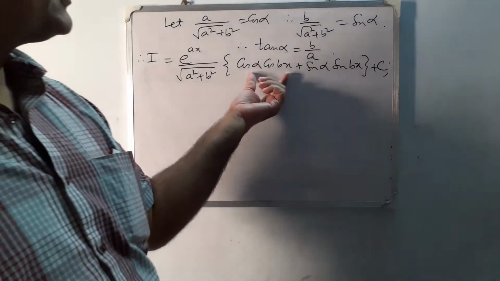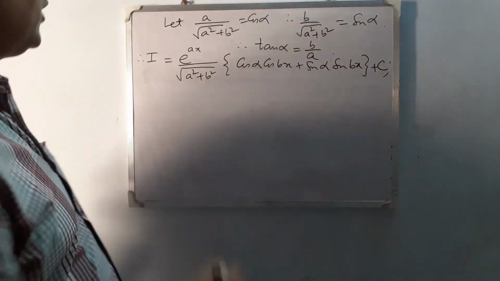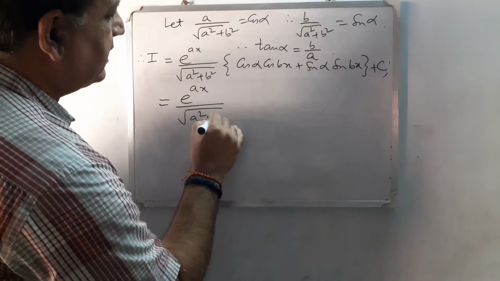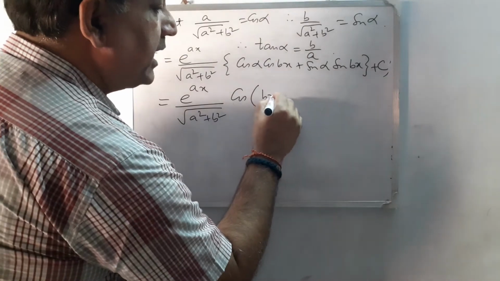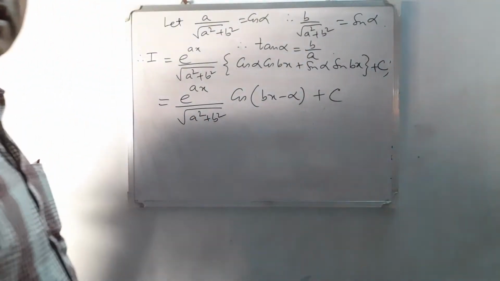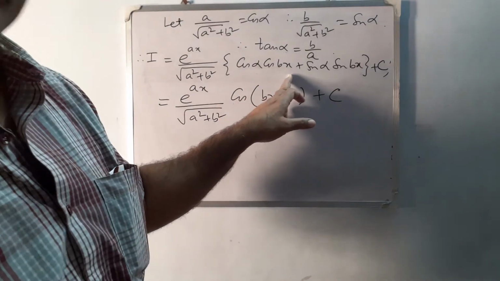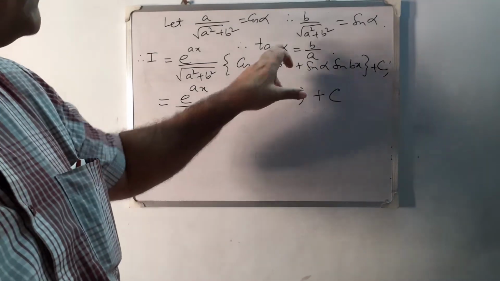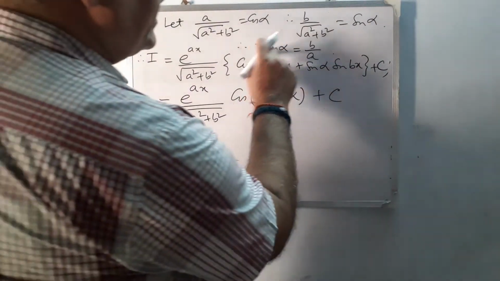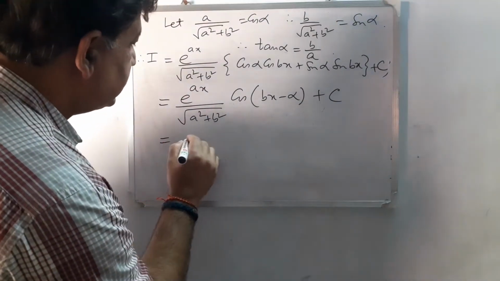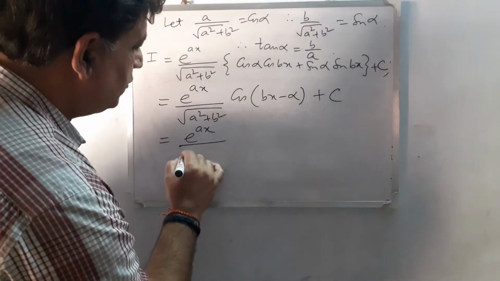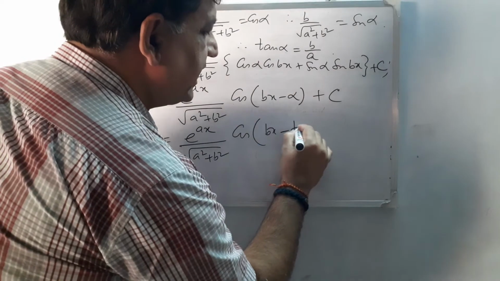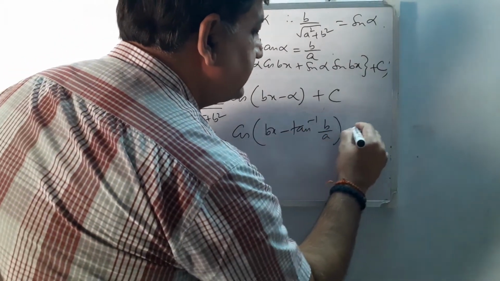Now this is a formula, cos A cos B plus sin A sin B. It becomes what? e power ax by root (a square plus b square), here cos (bx minus alpha) plus c. Boys, do not write alpha minus bx. Do not write that, because we should write it in terms of cos (bx minus alpha). Now the value of alpha is tan inverse b by a. You must put that here. So you will get e power ax by root (a square plus b square), and then cos (bx minus tan inverse b by a) and then plus c.